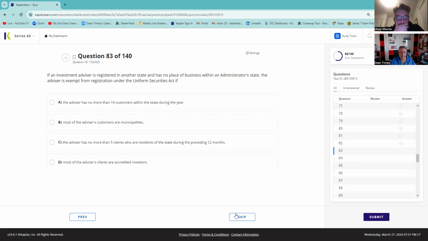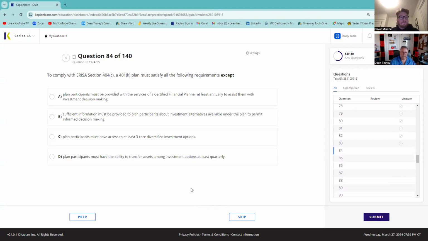If an investment advisor is registered in another state and has no place of business with the administrator's state, the advisor is exempt from registration under the Uniform Securities Act if. Oh, C. Yeah, de minimis, right? De minimis.